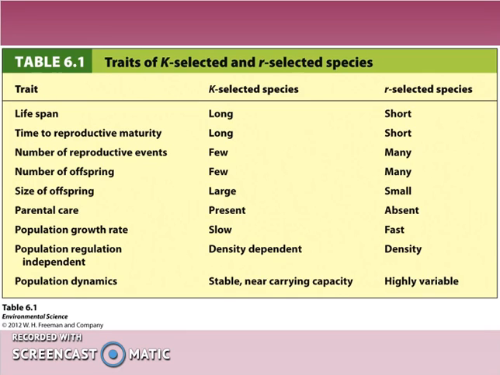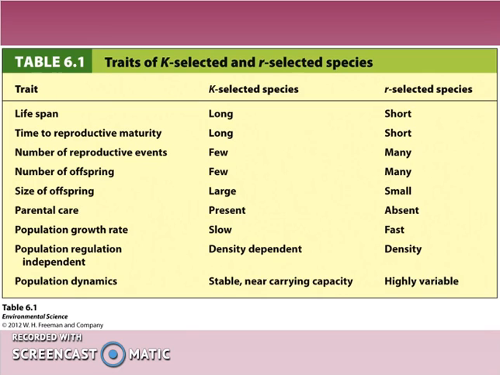Okay? Then on the other end of the spectrum, we have the R-selected species. They usually have a very short lifespan, very short time until their reproductive age, sometimes a matter of days or months. Lots and lots of reproductive events. They can reproduce and have babies every 30 days kind of thing. They are having babies like crazy.